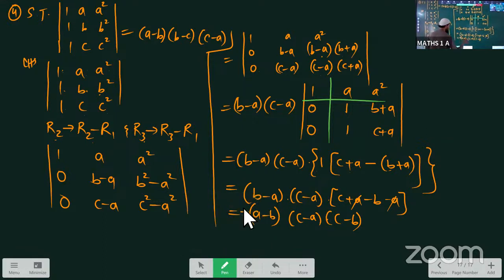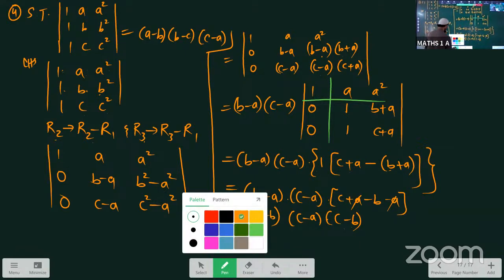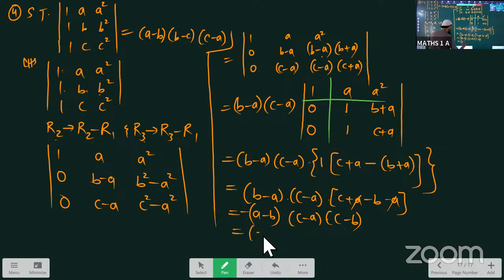Use this minus here in this a minus b, b minus c, c minus a. So a minus b as it is, a minus b. If you multiply minus here into (c minus b), it will become b minus c. So a minus b, b minus c. The third one, c minus a, is as it is. So this is the proof we got. Using the determinant property, we found this.